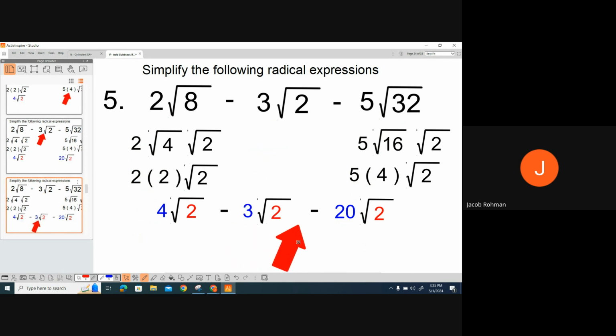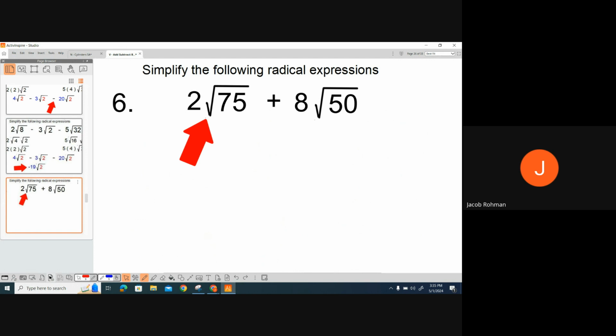You can see I kept the signs of subtraction the same. And now I have 3 common radicands, radicand of 2. So this is going to be 4 minus 3 minus 20, which is going to give me negative 19 root 2 as the simplified radical.